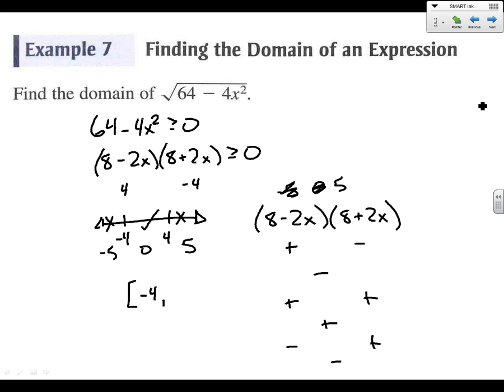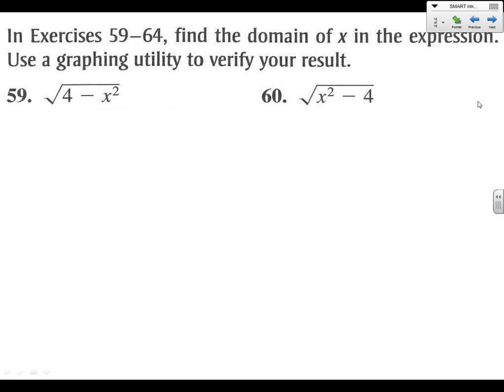And so we're going to say negative 4 to 4 with brackets because it's greater than or equal to this time. So 4 is going to get the job done for us. All right, last one for you to try. Try problem 59.